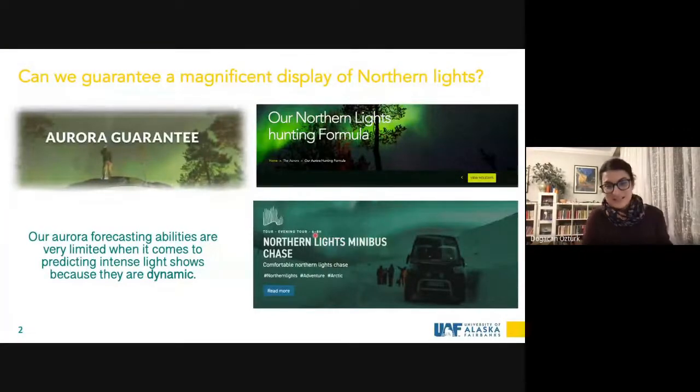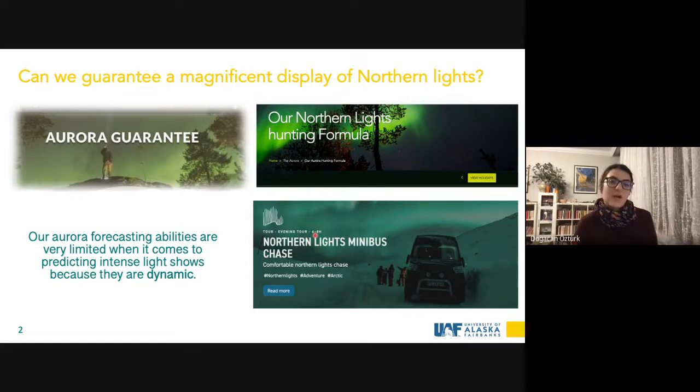When somebody visits Alaska, the first question they ask is when they can see the aurora. As you can see, there are various tools and companies that claim to guarantee seeing the aurora. But needless to say, they don't always get good reviews on their websites, because when we talk about aurora tourism, people want to see really bright, dynamic features, right? Our understanding of these dynamic bright features, dynamic aurora, is very limited, let alone our ability to forecast them.